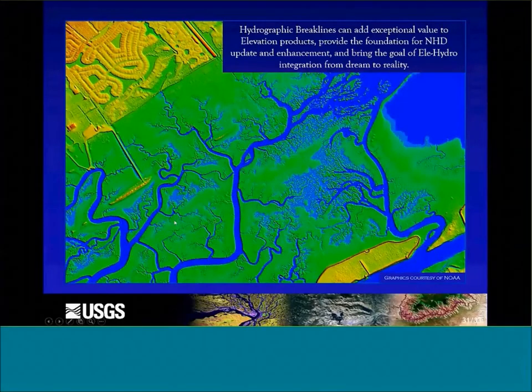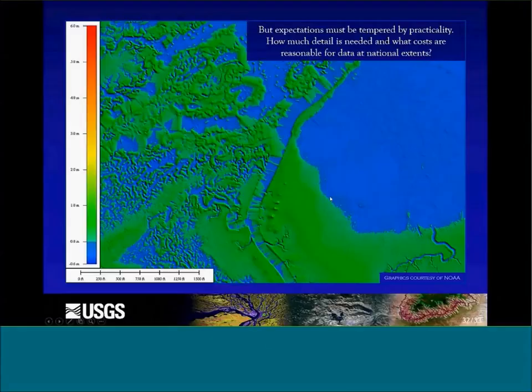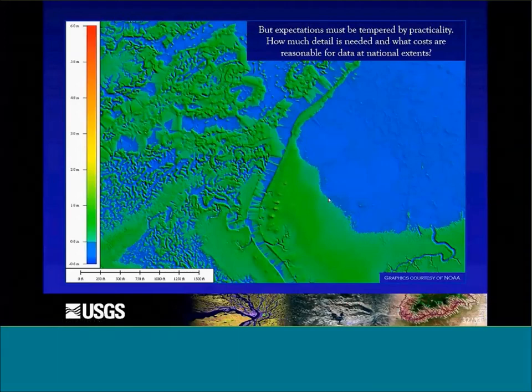We can see the nice sharp lines and definition of the water bodies here that clearly is not present without the break lines. Oops, that went too fast. But at the same time, we've got to temper our expectations with reality. This is a detail of the previous slide, and again, we can see how horrible the water surfaces are and the rivers and the lack of definition.